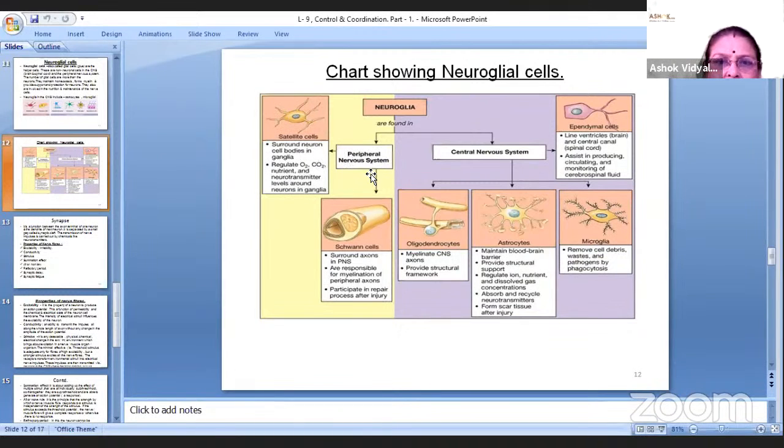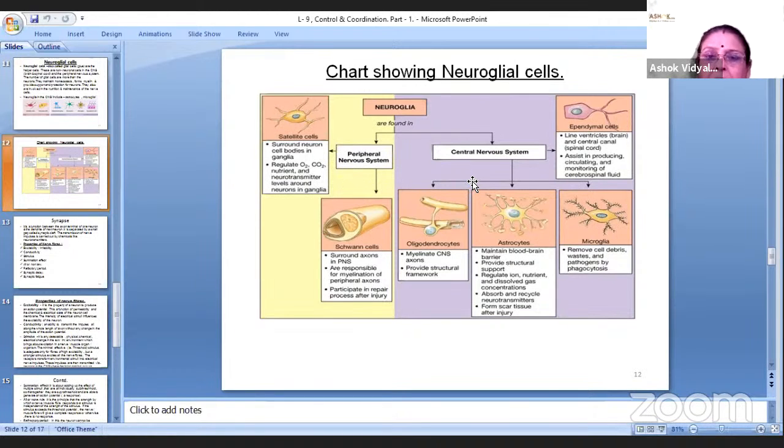Then another peripheral neuroglia cell is the Schwann cells. Where is it present? It surrounds axons in PNS, that is peripheral nervous system. They are responsible for myelination of peripheral axon. Myelination means to form the myelin sheath over the axon. Then it participates in repair process after injury. So if injury takes place, the Schwann cells also help in the repair process. Right? Now this was about the neuroglia cells present in the peripheral nervous system.